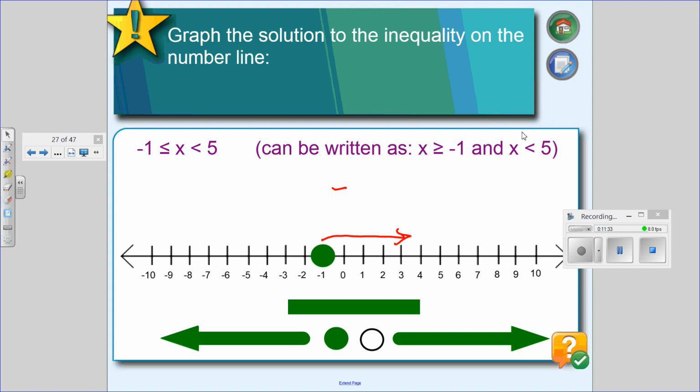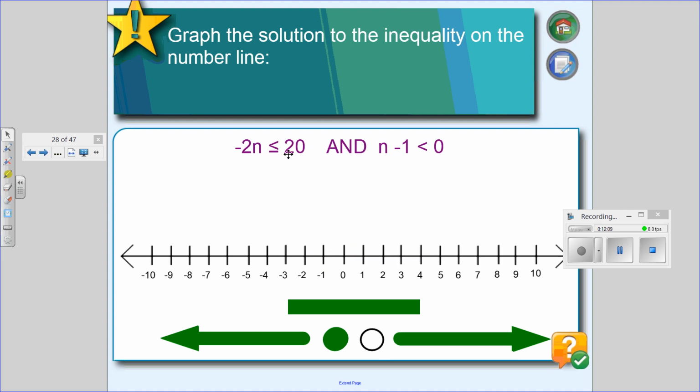And then x is smaller than 5. In this case, I want an open dot on 5, an arrow going in the opposite direction. And wherever those two constraints, those two graphs, intersect is where you're going to find the value for x in that particular case. This one's an and statement, so you're going to graph everything from negative 1 on to 4.9 repeating itself. Right?